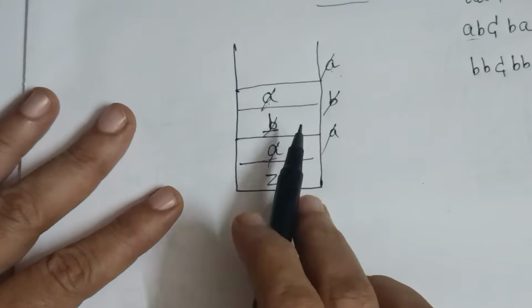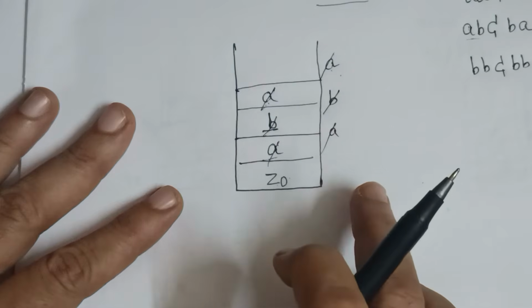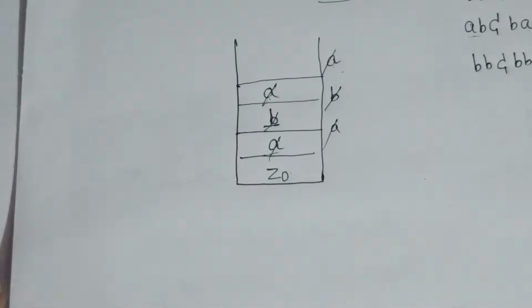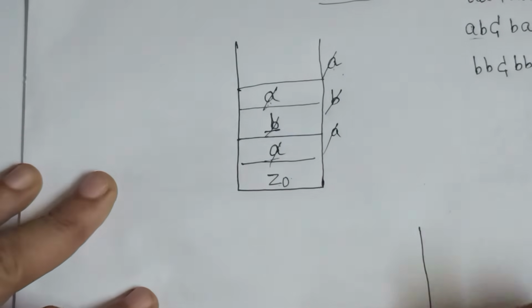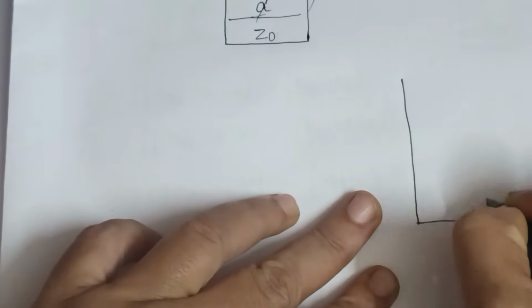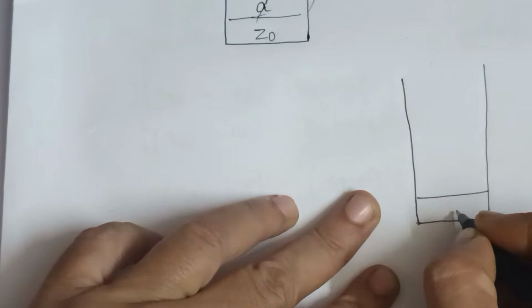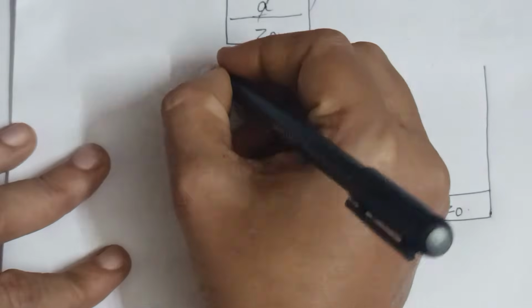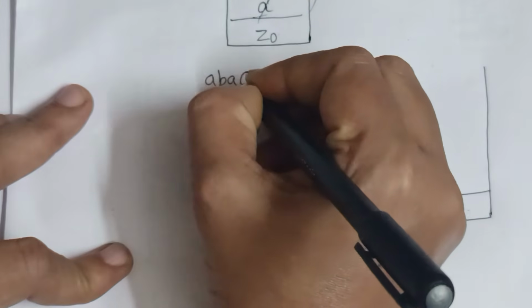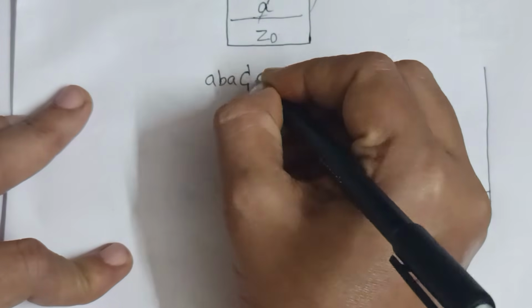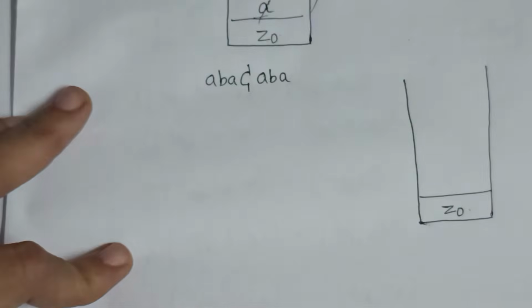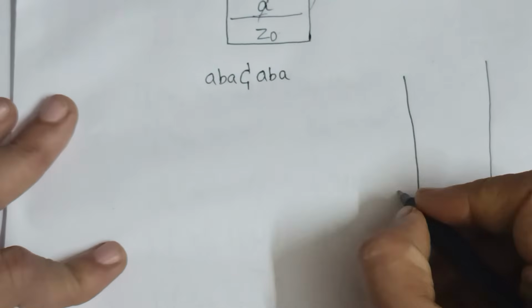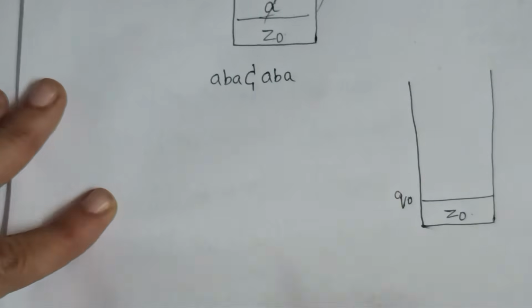So in this way we have to write the transition functions. Let's start with the transition functions. I will draw the stack once again. Initially Z0 will be the top of the stack. Now we have the string ABA, C is the constant, and the reverse of the string ABA is ABA. Now start from the initial state, which is Q0.